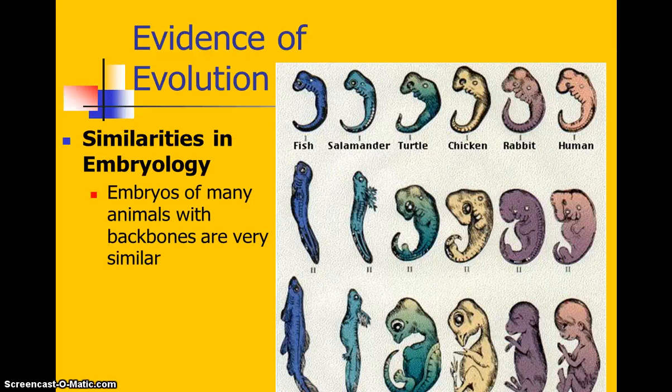Some more evidence is similarities in the embryology. So embryos of many animals with backbones are very similar, and you can see how we all start out the same, which is kind of weird, and we all form into something different, which is kind of weird.